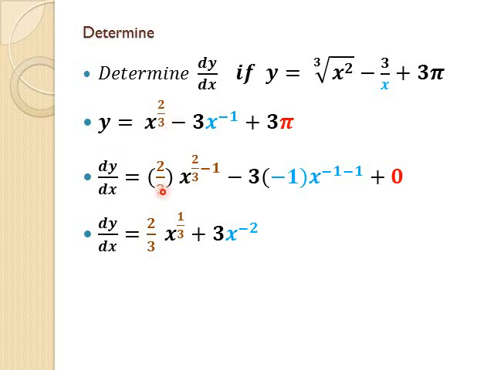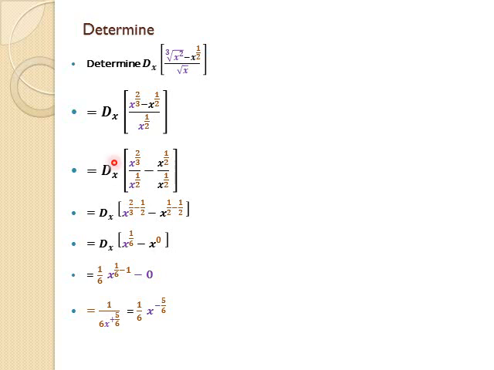2 over 3 times 1 gives me 2 over 3, x to the power 2 over 3 minus 1. Minus 1 times negative 3, x to the power negative 1 minus 1. 3 is a constant, pi is a constant, so that becomes 0. So I'm left with 2 over 3, x to the power 2 over 3 minus 1 gives me negative 1 over 3. Minus 1 times negative 3 gives me plus 3. Negative 1, negative 1 then gives me negative 2. Alright, so let's look at the next problem.